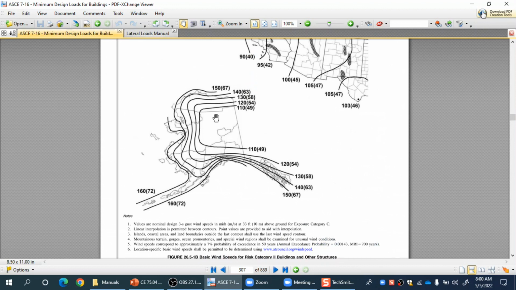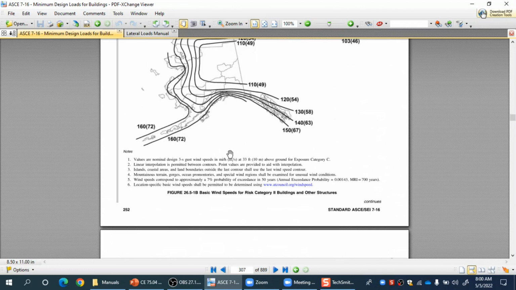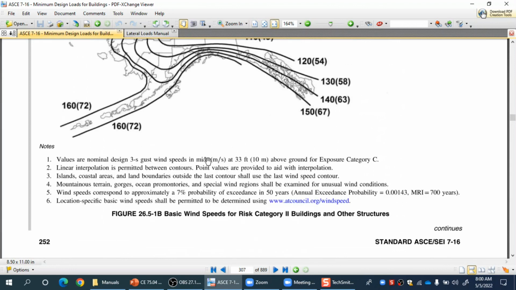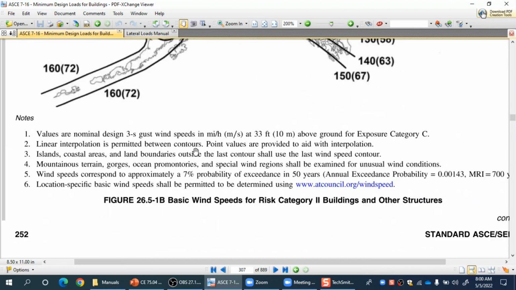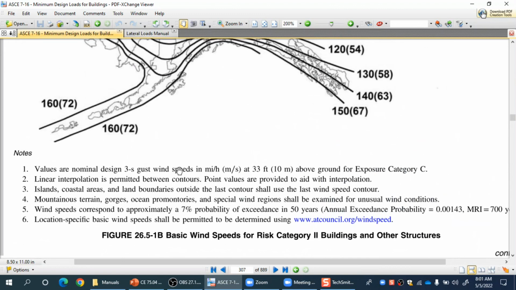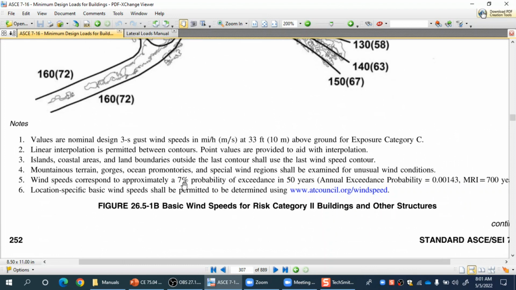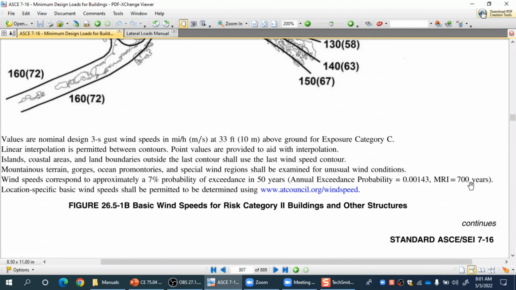So the same figure showing the same contours, having the miles per hour value outside the parentheses and meter per second in the parentheses, the value of design wind speed V. It should again be for 3-second gust, recorded at 33 feet height or 10 meters for exposure category C, but it should have a probability of exceedance 7% in 50 years, which translates into a mean recurrence interval of 700 years. So a higher hazard level is set for risk category 2 buildings.